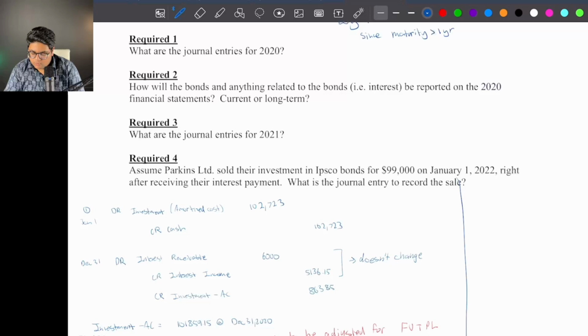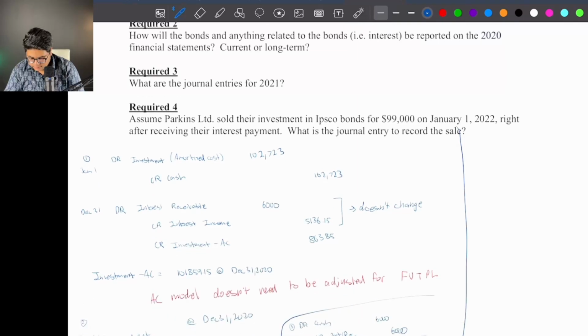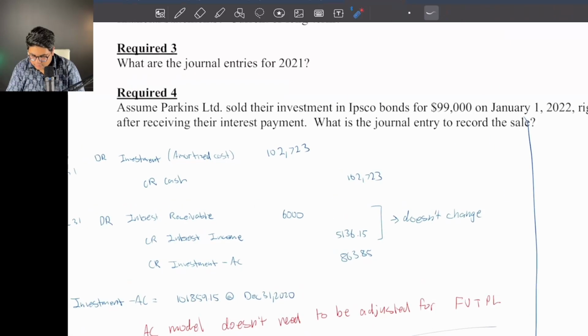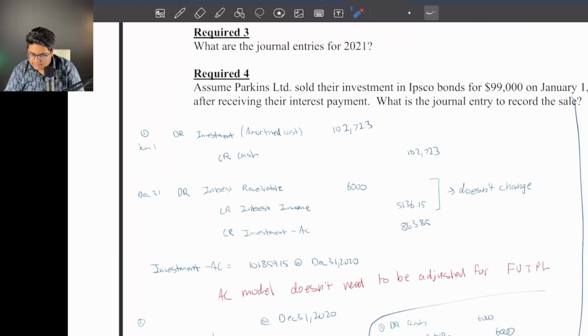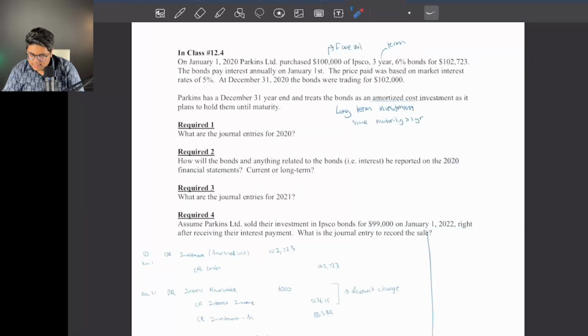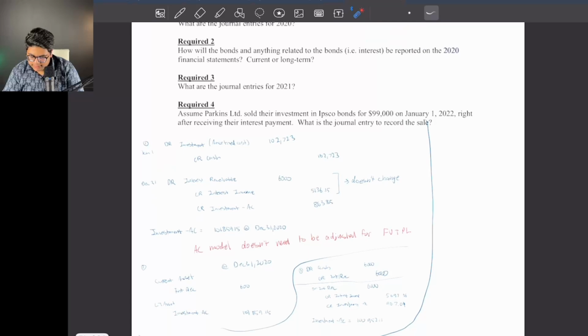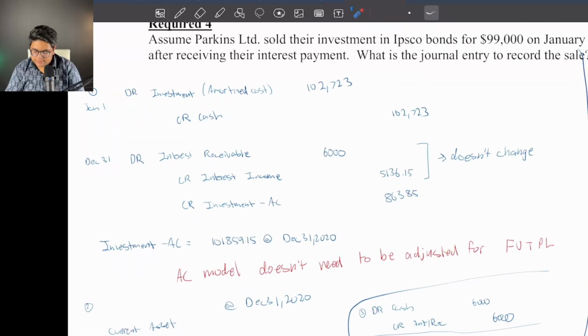So number one, what is the journal entry for 2020? First we bought the investment. So debit investment, and in brackets always write amortized cost just so it's cleaner and helps you figure stuff out. Then you have a credit to cash because you're buying it with cash. You just write the value you bought it at, and in this case, it's a premium. Next up, on December 31st, we get accrued interest. So this is our entry for December 31st: debit interest receivable of $6,000 and credit interest income of this amount.